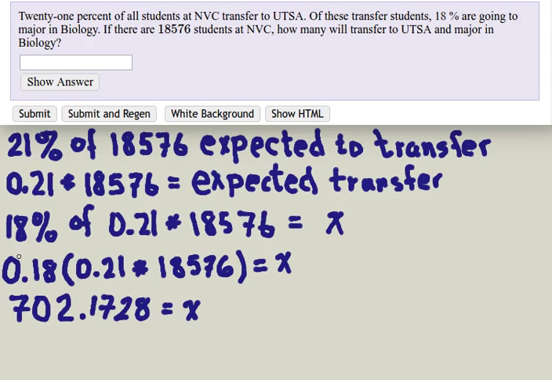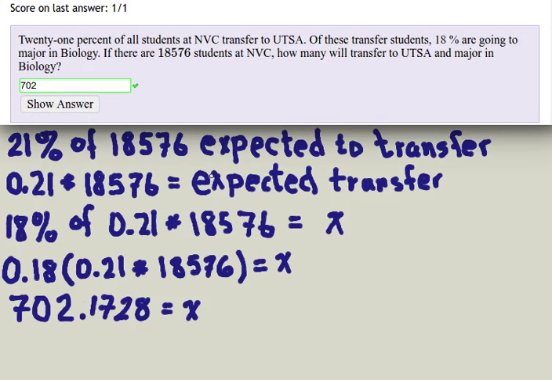702.1728, and the problem is that we're really counting people here. So that would be unreasonable. I'll just round that to 702 people is the estimate of those that will transfer to UTSA and go into biology. So entering in the 702 and check the result. Great, we're in good shape.